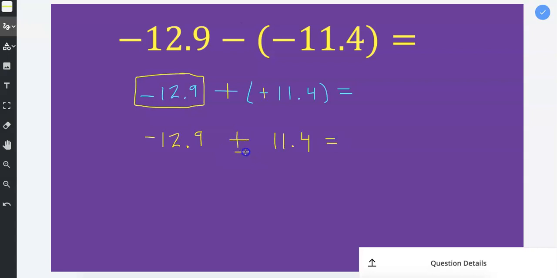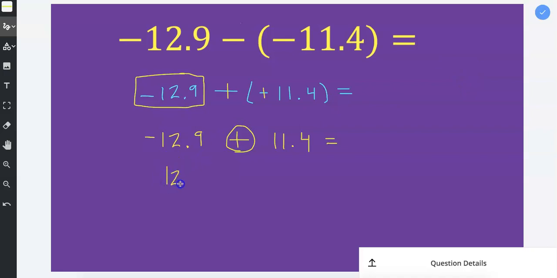And now that this is an addition problem, we can think through our addition rules. If the signs are the same, like they're both negatives or both positives, we would add. If the signs are different, we subtract. In this case, we have a negative number being added to a positive number, so signs are different, so we're going to subtract. So we need to compare these two numbers in terms of absolute value to know which goes at the top when we're subtracting.